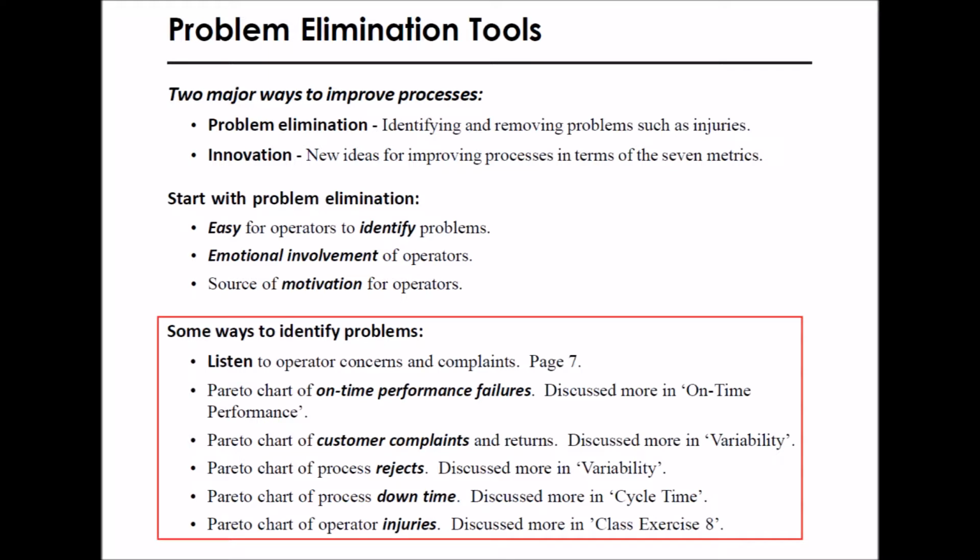Some ways to identify problems: listen to operator concerns and complaints, which is how we started the Chita program. Pareto charts of on-time performance failures, customer complaints and returns, process rejects, process downtime, and injuries will highlight the problems that are having the most negative impact on operations. When we discuss the other metrics, we will often refer to Pareto charts as one of the tools for improving the metric.